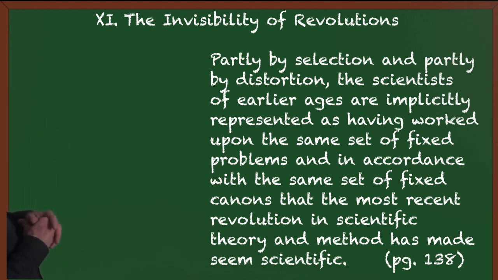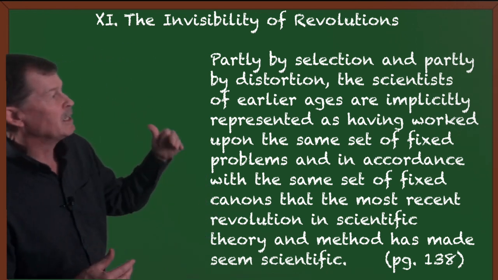Partly by selection and partly by distortion, the scientists of earlier ages are implicitly represented as having worked upon the same set of fixed problems and in accordance with the same set of fixed canons that the most recent revolution in scientific theory and method has made seem scientific.